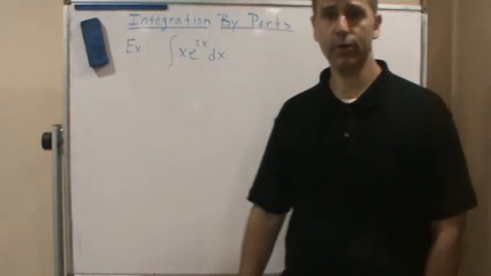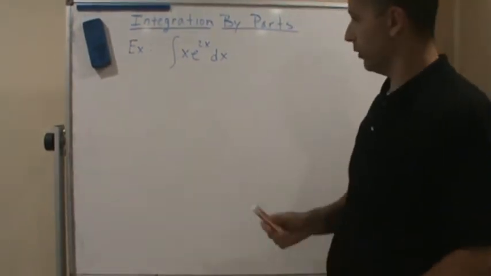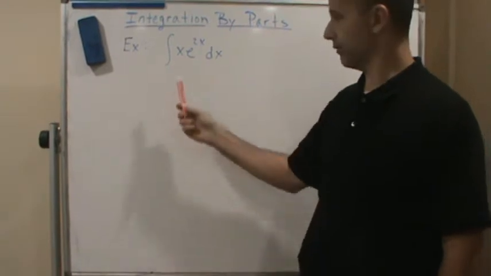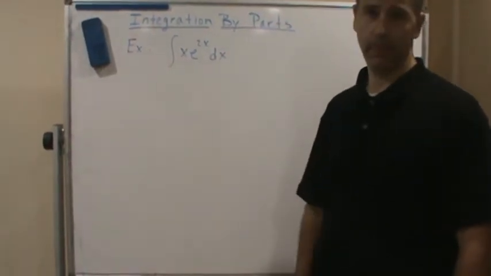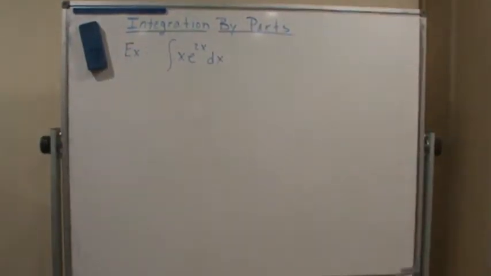Okay, so here's another example of what we would use integration by parts. Here we have an exponential with this algebraic form. So we have the algebraic function times an exponential function. Okay, so let's look at this and see what we should do.